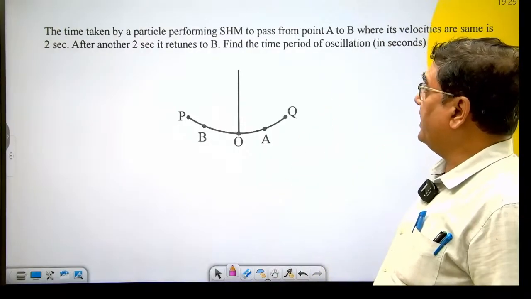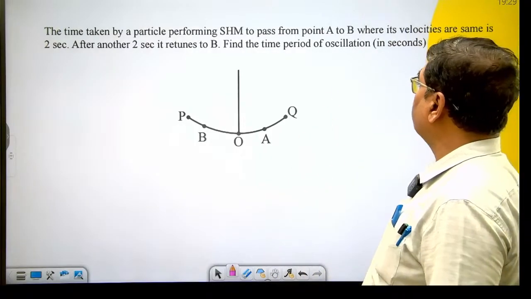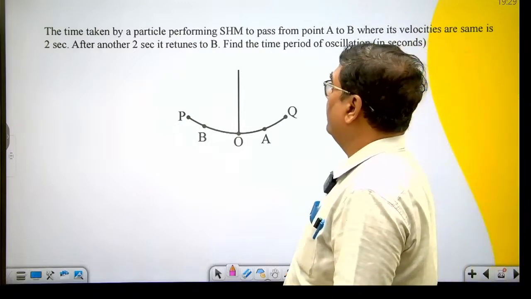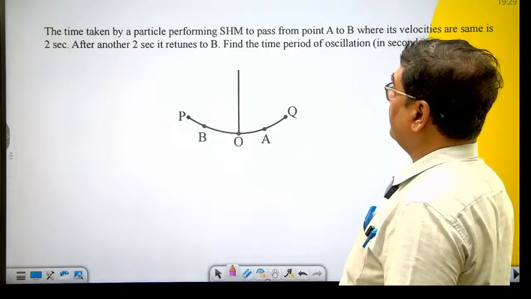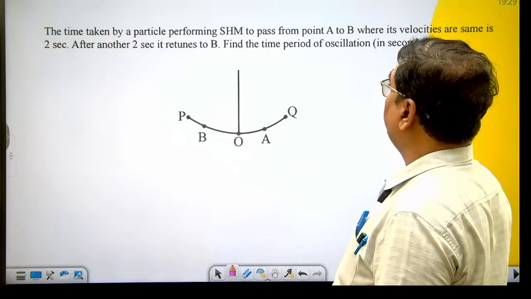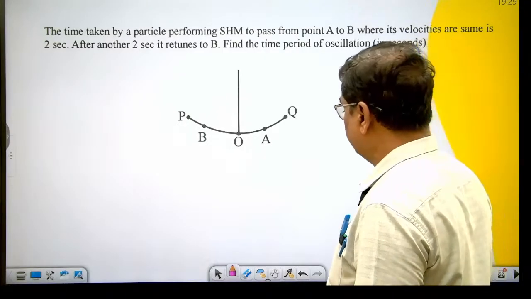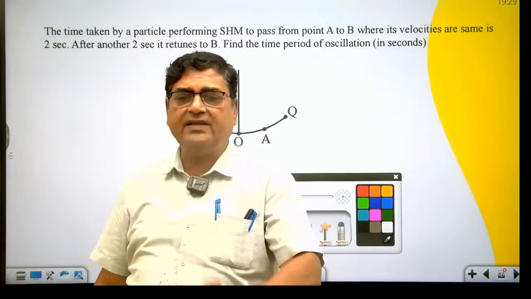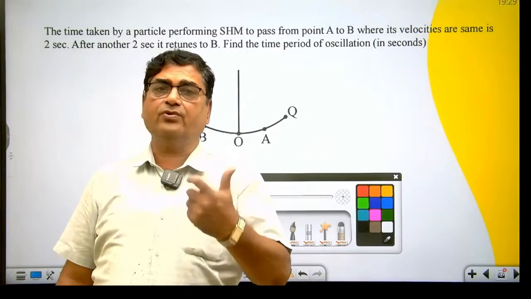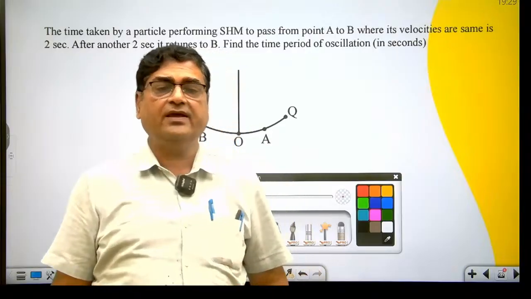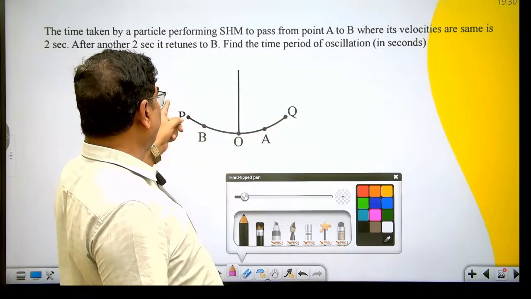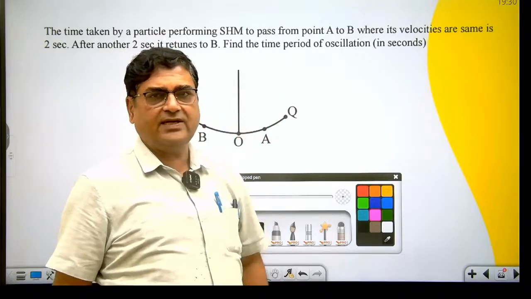The time taken by a particle performing SHM to pass from point A to B, where its velocities are the same, is 2 seconds. After another 2 seconds, it returns to B. Find the time period of oscillation in seconds. Dear student, what is the definition of time period? Time period is the time taken by the particle in doing one complete oscillation. Like the particle is moving from Q to P, then P to Q. That is the time period.